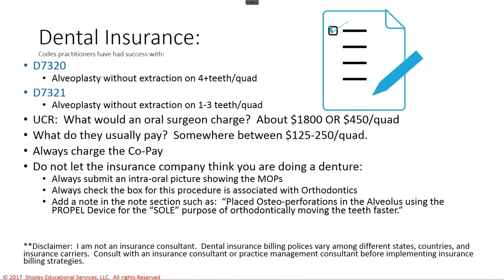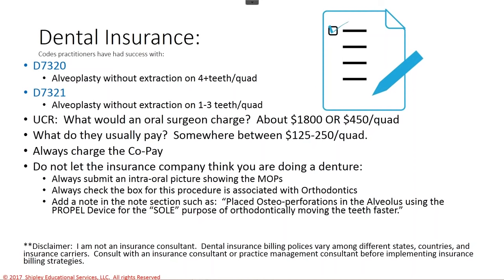Now, some practitioners have had success submitting this to dental insurance. The codes that they've been successful with are 7320 or 7321. Both of these are vestibuloplasty without extraction. The first one is 4 teeth or more. The second one is 1 tooth or less.